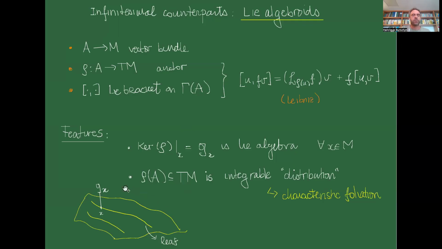Okay, so the structure is similar to that of a Lie group, of a Lie groupoid, I'm sorry. So you have leaves, but now instead of attaching a Lie group to any given point, you have a Lie algebra attached to any given point.